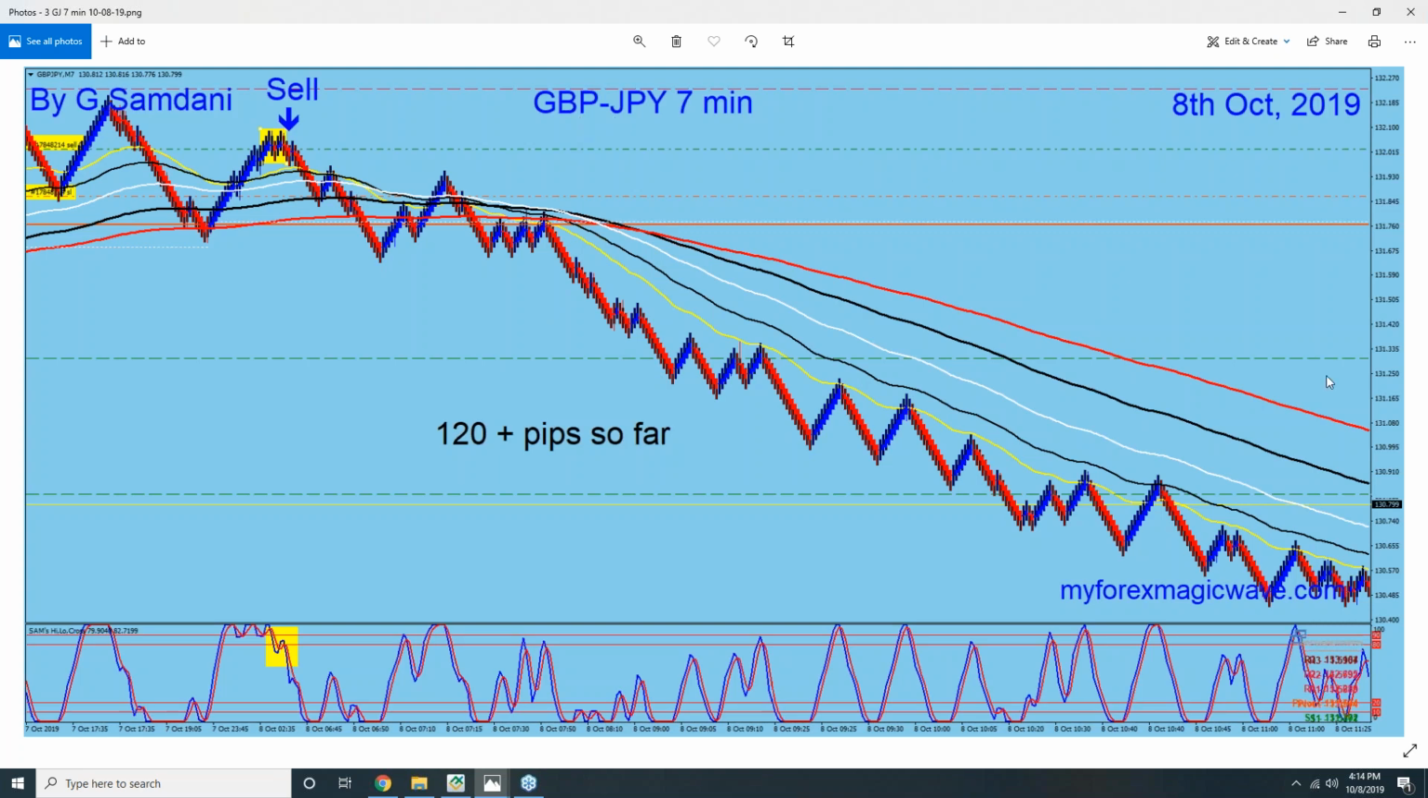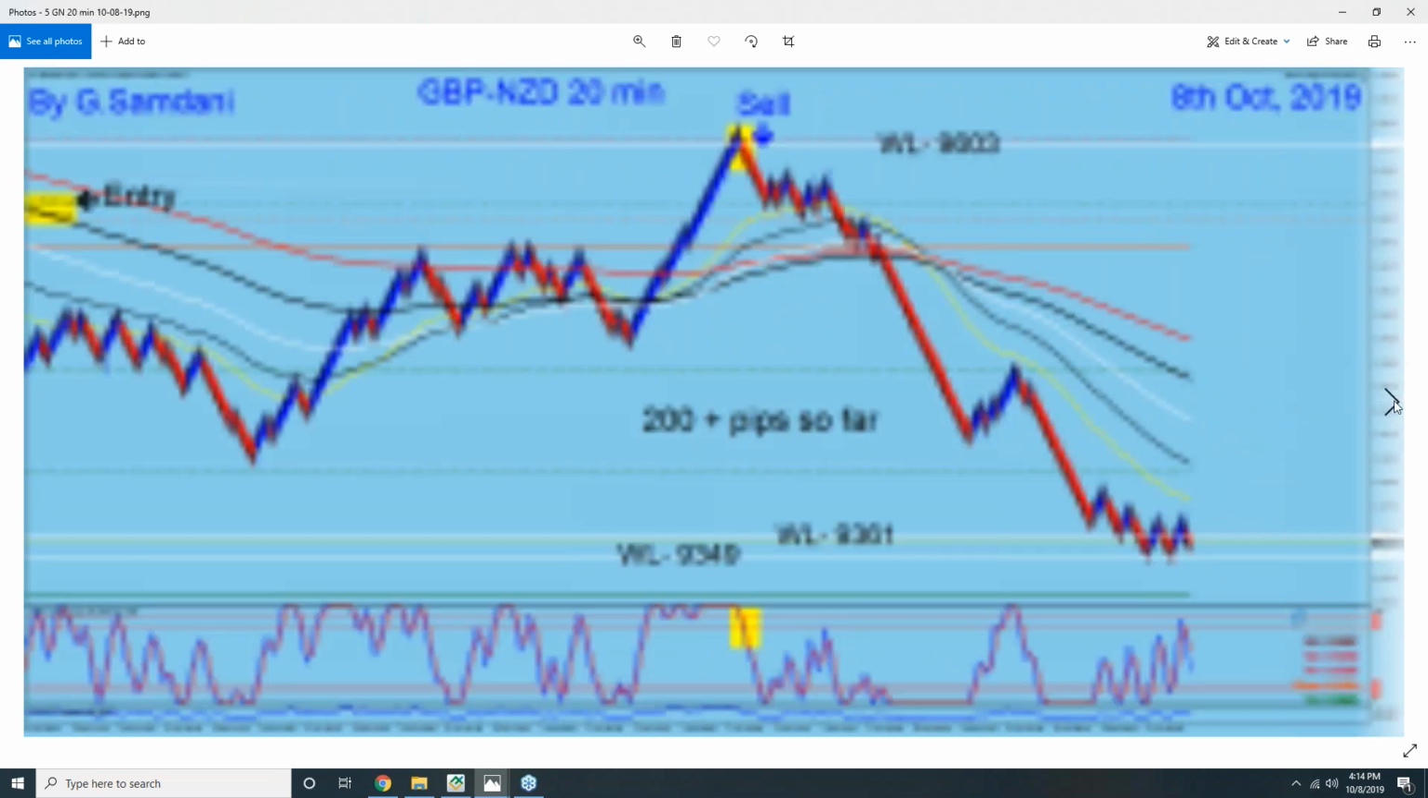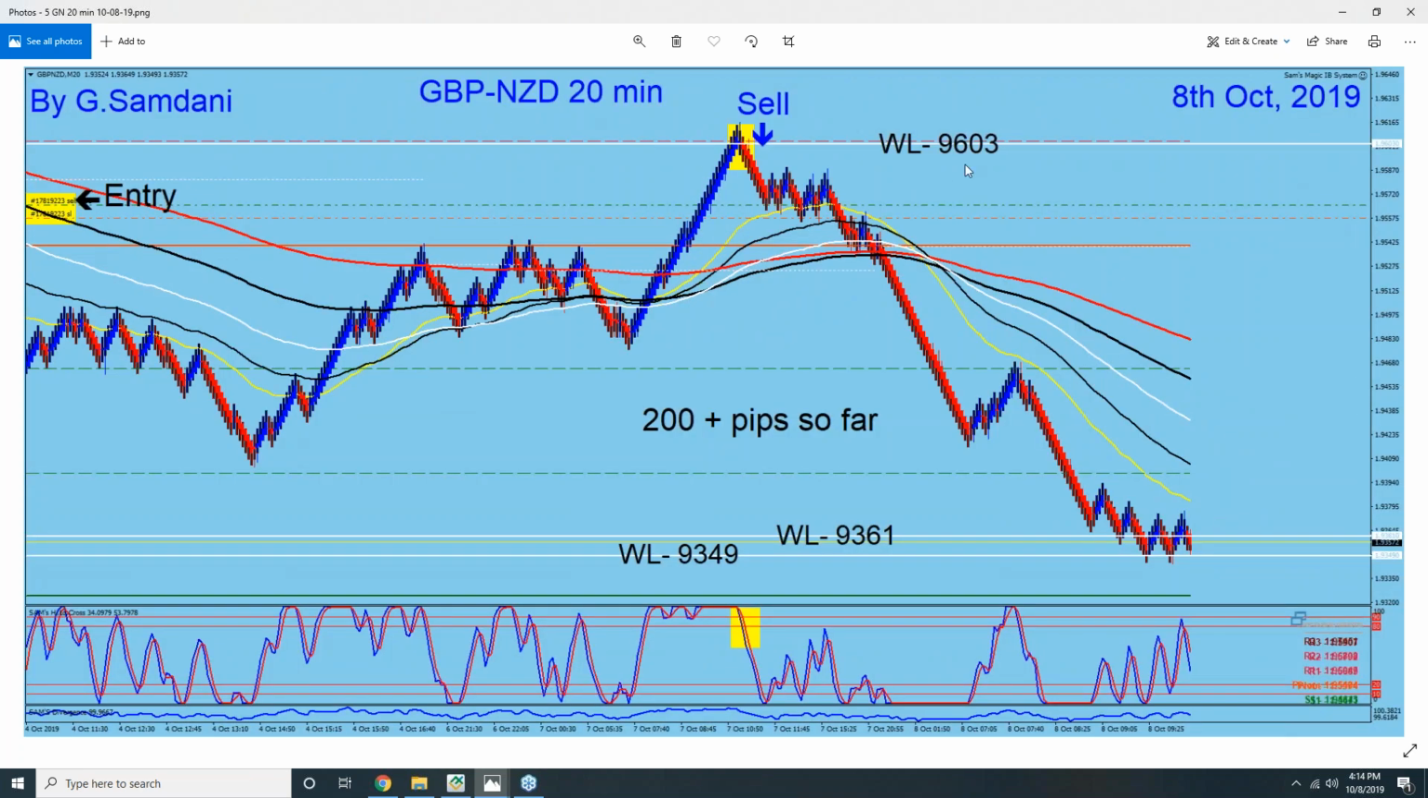So this is pound yen. Next is pound NZD. It was all the way to the top. You can take a look at the weekly chart. Check that out. You will see this level there, 96.03, big level, and then right from there it will start dropping, right? And all the way down to this area, 93.49, 93.61 is the zone, and it came down.